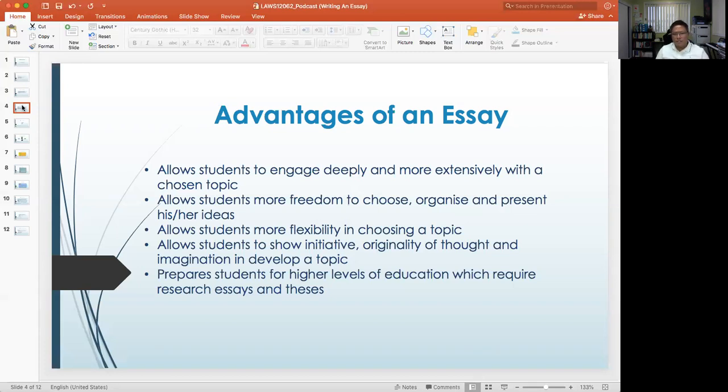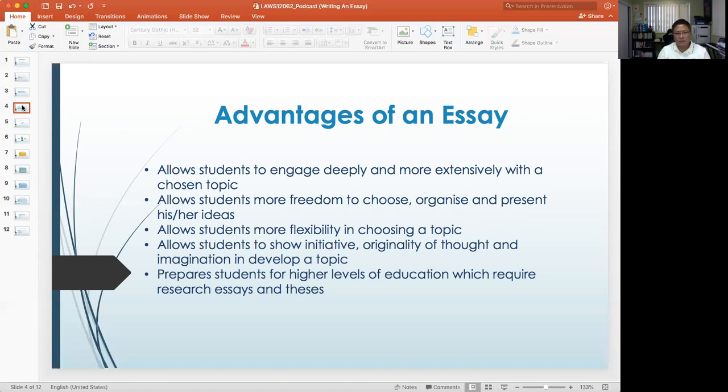An essay also allows students more freedom to choose, organize, and present his or her ideas. So in writing an essay, no one is telling a student that an essay should be about idea 1, idea 2, or idea 3, or that it should be focusing on a specific subtopic. Writing an essay really provides a student an opportunity to choose whatever ideas he or she would like to advance in support of that central idea or the thesis. So you can choose whatever arguments you wish to advance. You can choose the way you organize it and the way you present it.